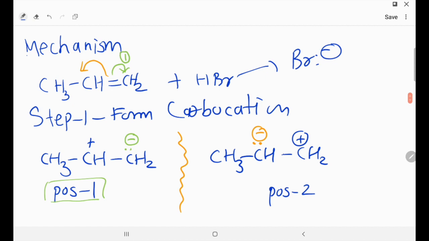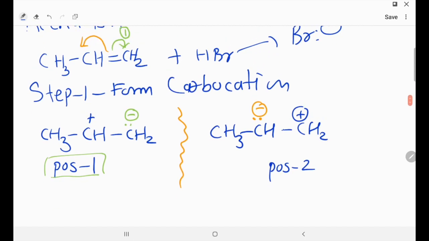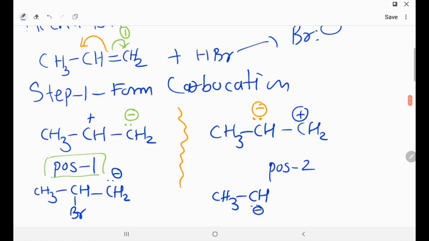So there will be mainly 2 possible structures: CH3 CH Br CH2. Now in this case CH3 CH, and there will be CH2 Br. Now you can check, dear students, the remaining H plus can be added here.